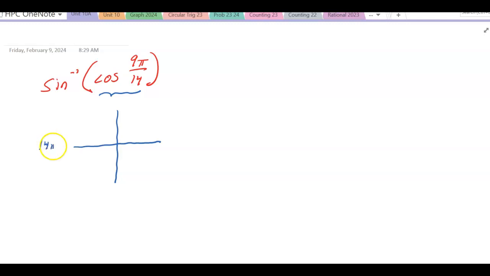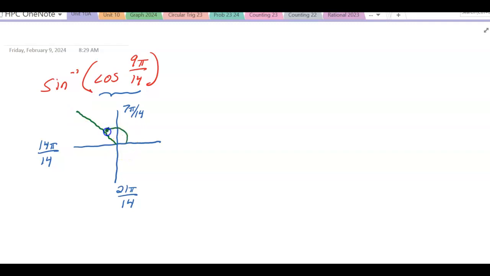So this is 14 pi over 14. Pi over 2 is the same as 7 pi over 14. And just for completeness, this would be 21 pi over 14. So I know that this angle 9 pi over 14 is in quadrant 2. So I'll draw the picture.